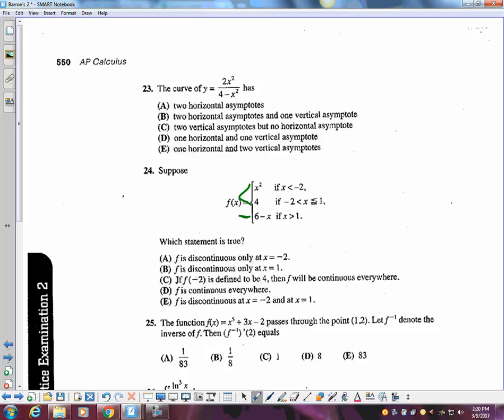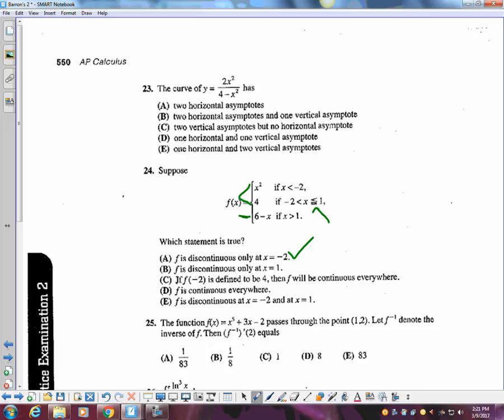Then I get to be this guy for all x's that are greater than 1, but remember, he gets to equal 1. So they may connect. I don't know. I have to plug it in and see. Okay, it says f is discontinuous only at -2. Do we agree that we're discontinuous at -2? Okay, so I'm going to give him a check mark. And if all the others are false, I'm going to go with him.